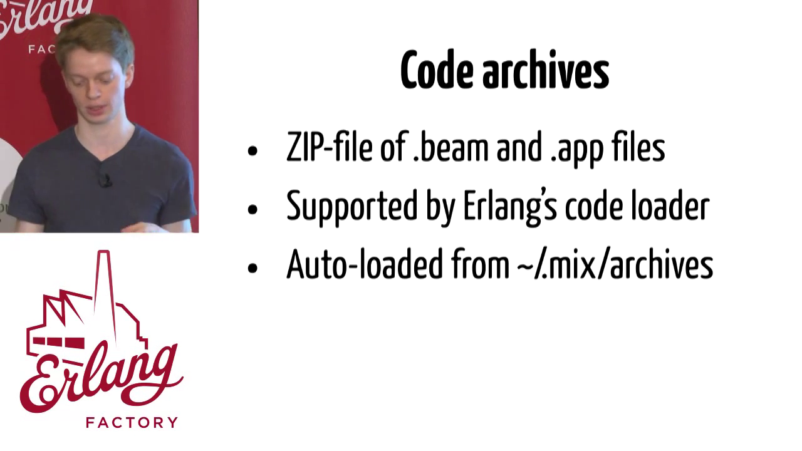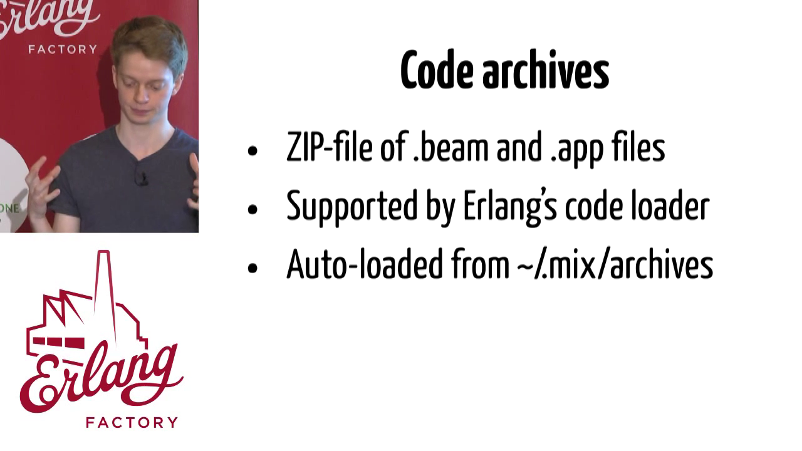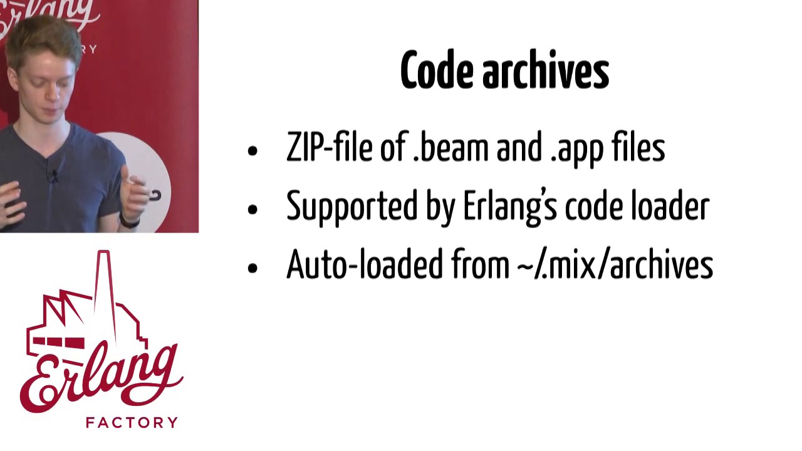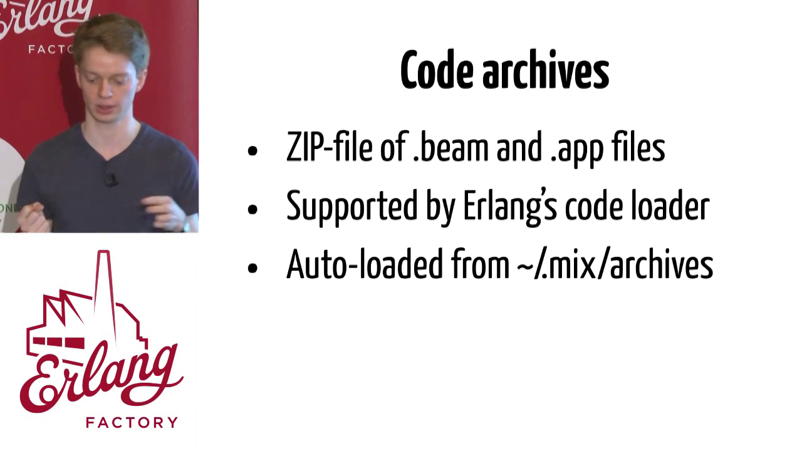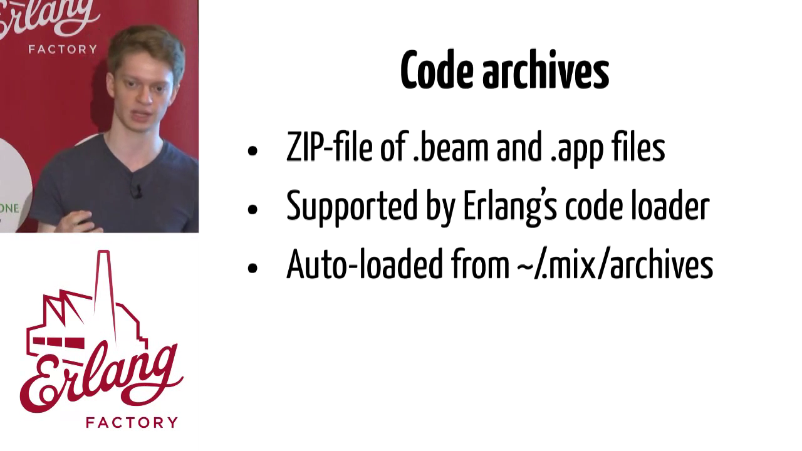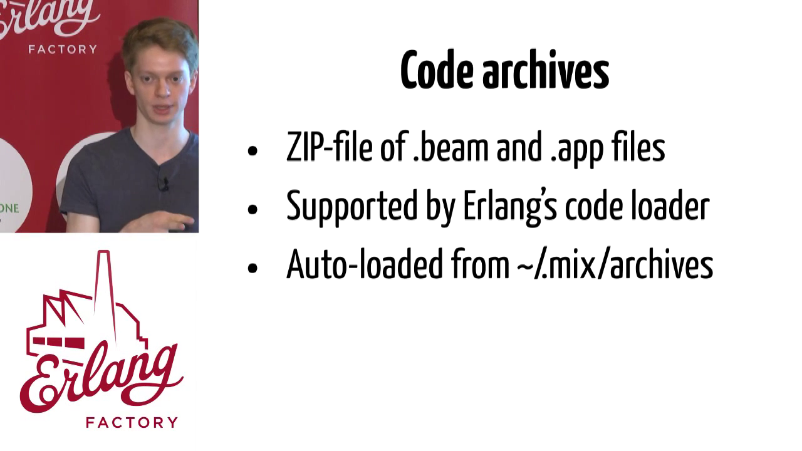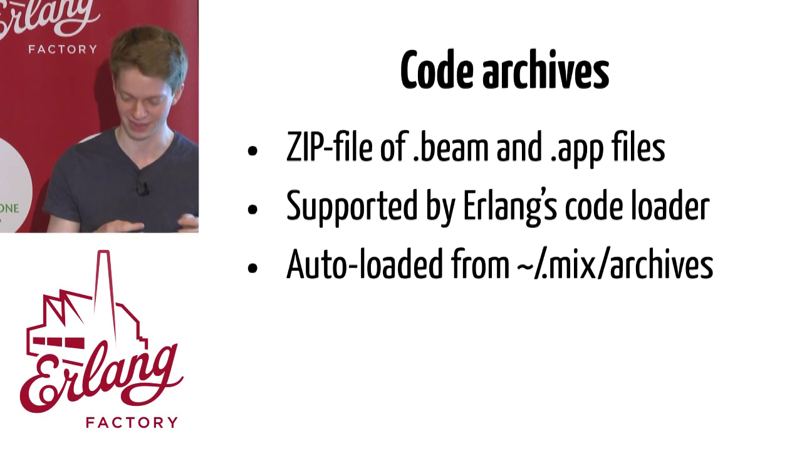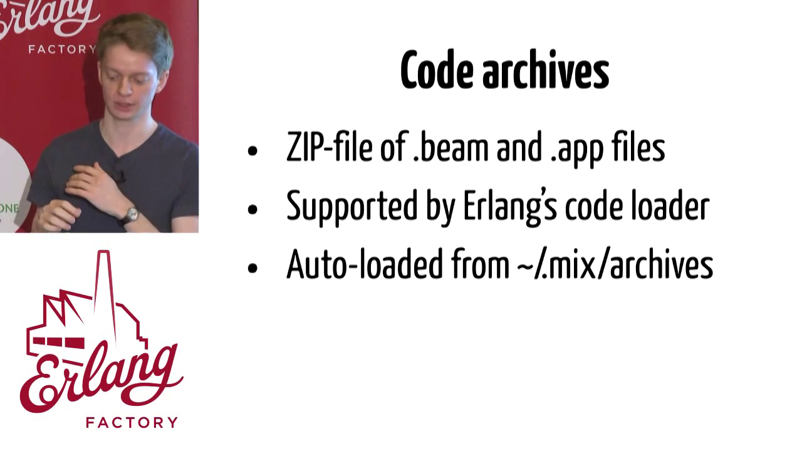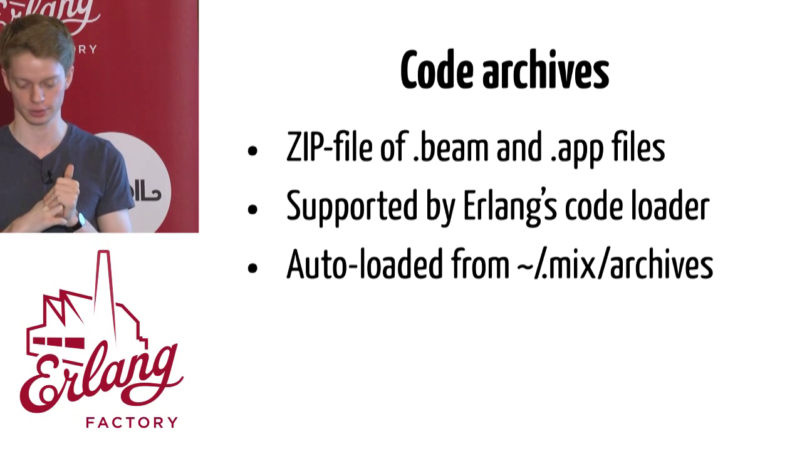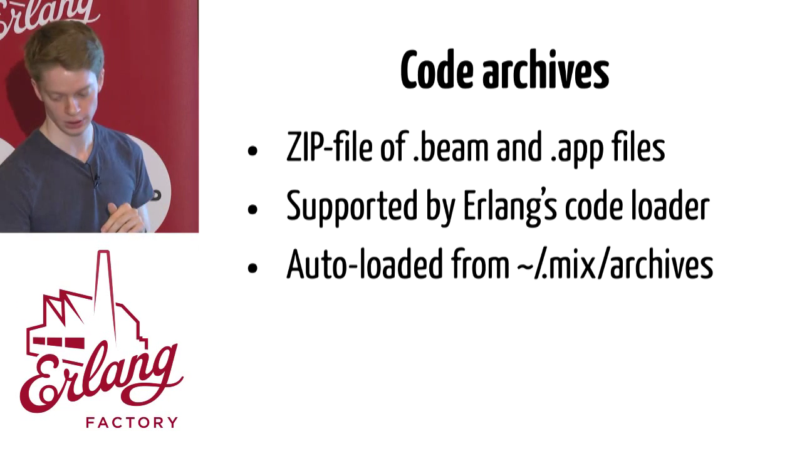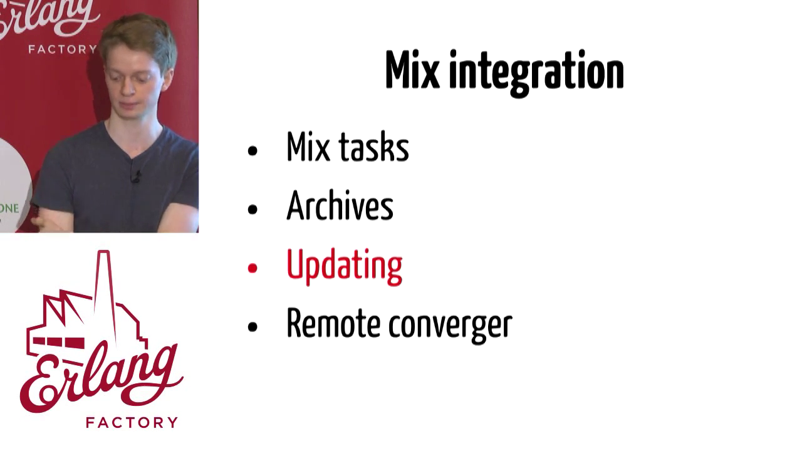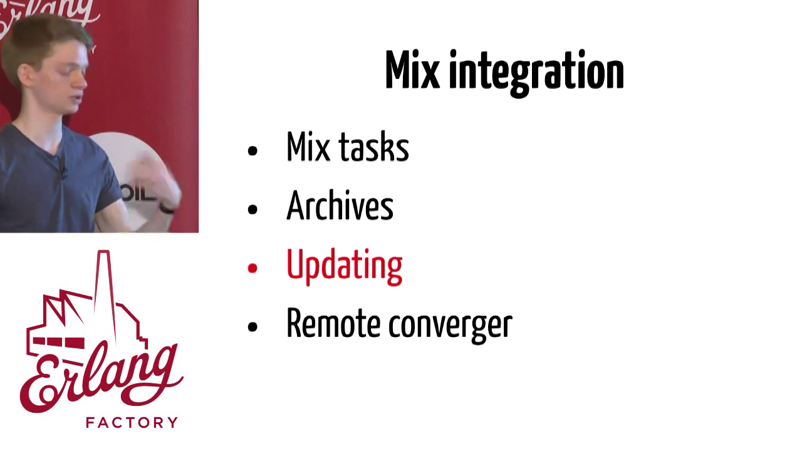There's one issue with code archives, though. It's an issue for Elixir because it's compiled code, and with Elixir we don't have the same binary compatibility that OTP has. So we need to make sure that we match the Elixir version with the code archive version. And to make that streamlined, we need to make sure that updating the archive is really easy. And Mix provides tasks for installing archives and so on.